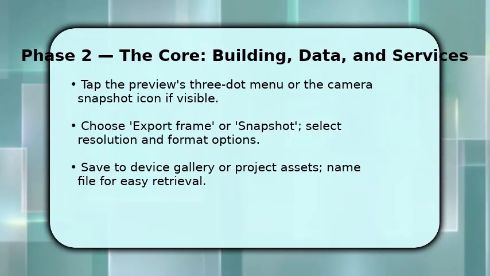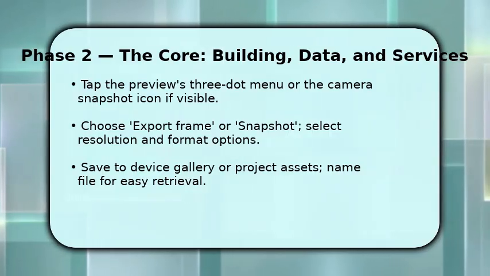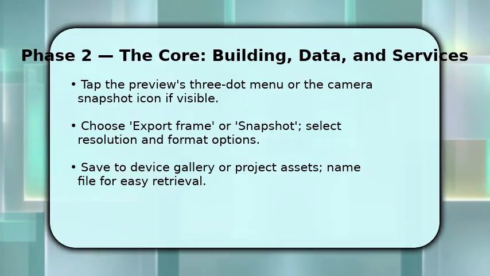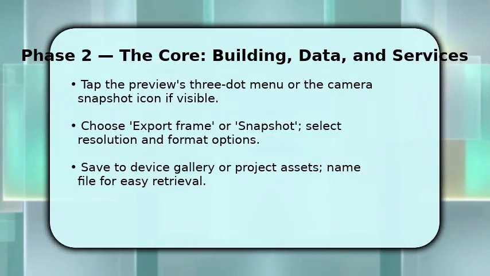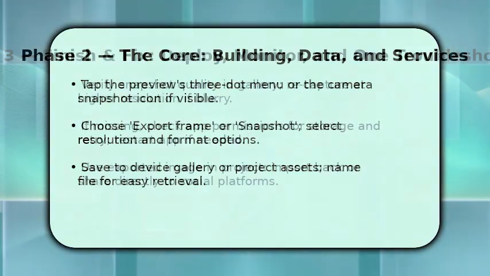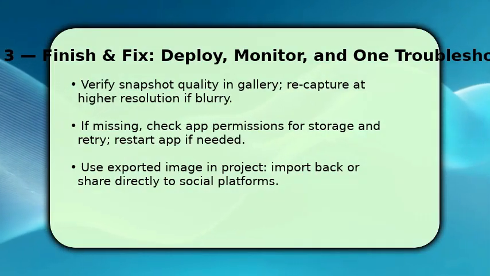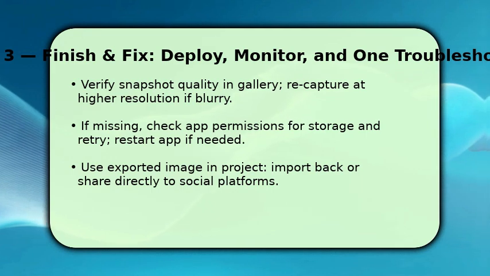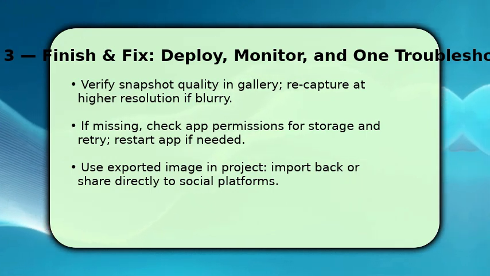Once you confirm, save to the gallery or project assets and give the file a clear name. This helps you find it later and ensures the snapshot is stored outside the temporary project cache. Finish by checking the saved image in your gallery to confirm sharpness and framing. If it looks soft, recapture at a higher resolution or adjust the playhead.